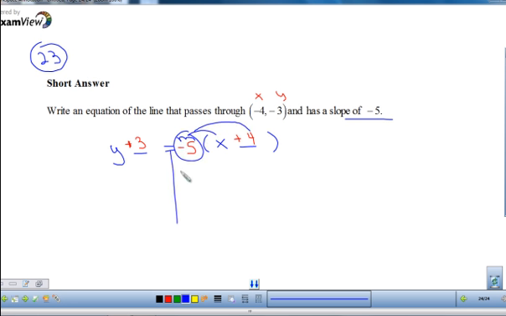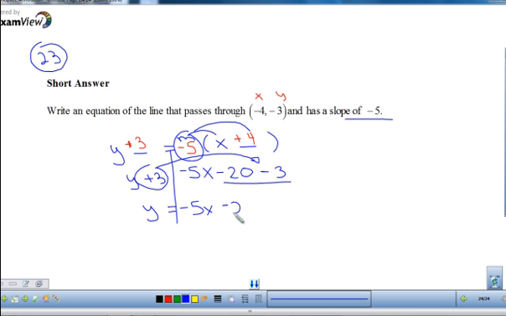So negative 5 times x is negative 5x. Negative 5 times 20 is negative 20. Bring down the y plus 3. I'm going to move the 3 to the other side. Since it's positive, it becomes negative. And negative 20 minus 3 is negative 23. So my equation of my line is y equals negative 5x minus 23.